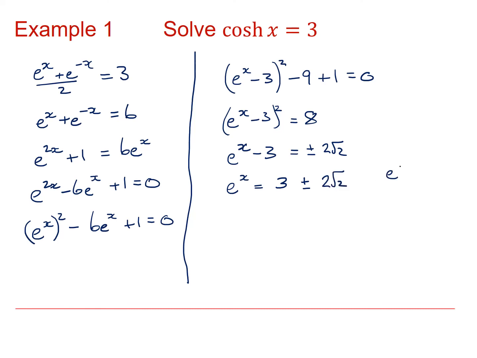Now we know that e to the x has to be greater than 0. And here, if we have a look at this, root 2 is around about 1.4, so this is going to be around about 2.8, and this will therefore always be greater than 0, so I can keep both parts of this. So taking logs of both sides, I'm going to get that x is equal to the log of 3 plus or minus 2 root 2.